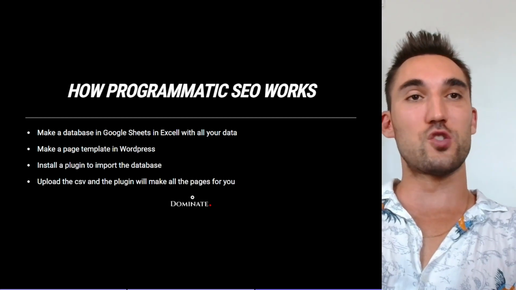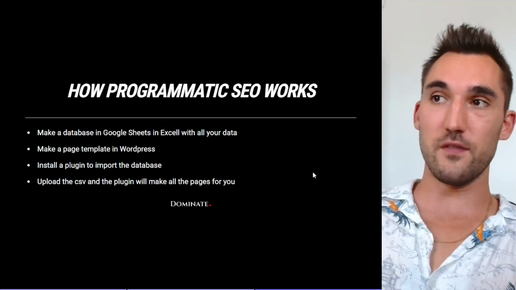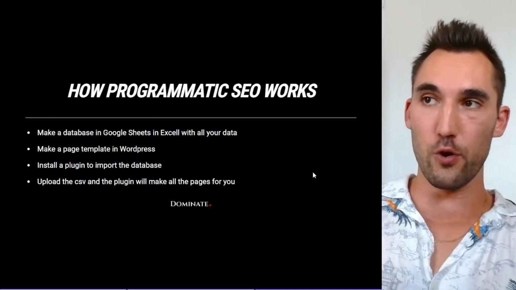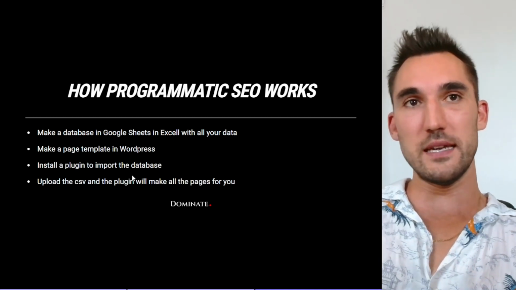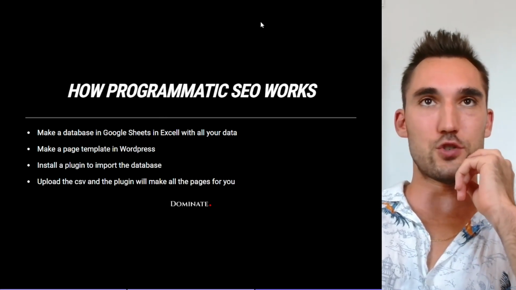Then what you do is you install a plugin in WordPress which will import that database. So you would upload the CSV or sync it to the Google Sheet. It'll upload all that data and then that plugin will use the CSV to make all those pages for you. So I'll show you an example. I made a test website to show you what this looks like.